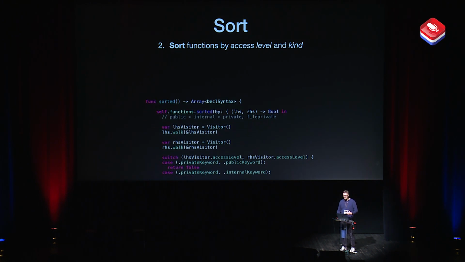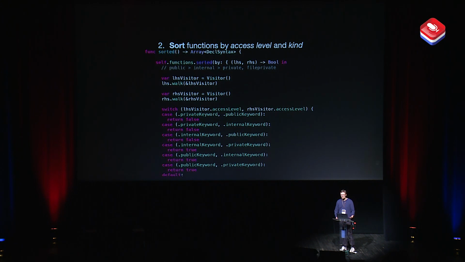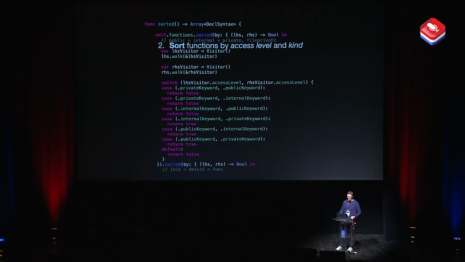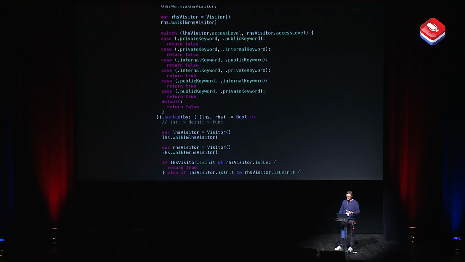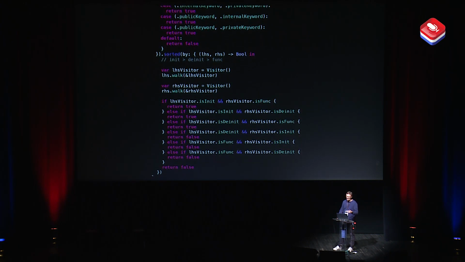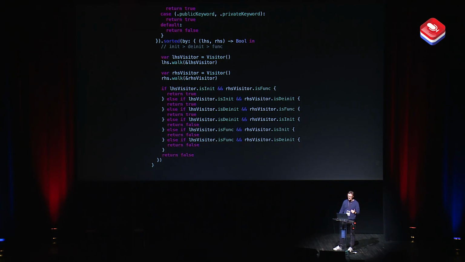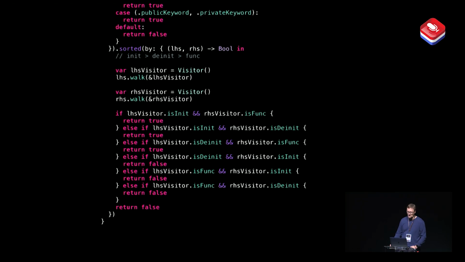Then the functions have to be sorted, and this is the main logic. I sort by access level, and below I sort by the kind, which is first init, and functions at the end. You can see I use some small visitors just to process the node that I'm interested in. So here, the LHS visitor, and I walk through this tree. I just read some parts of the declaration. Specifically, I get information about access level.